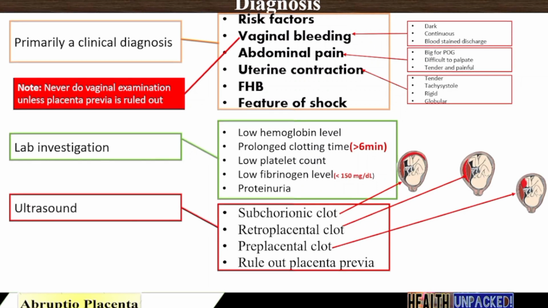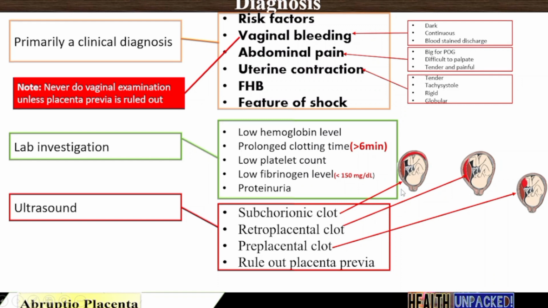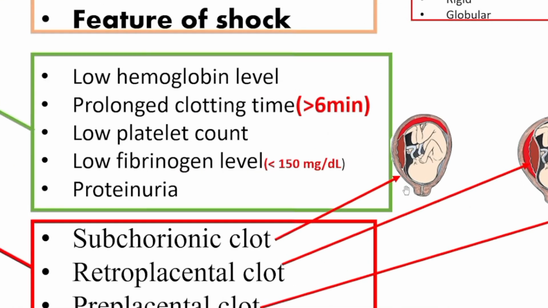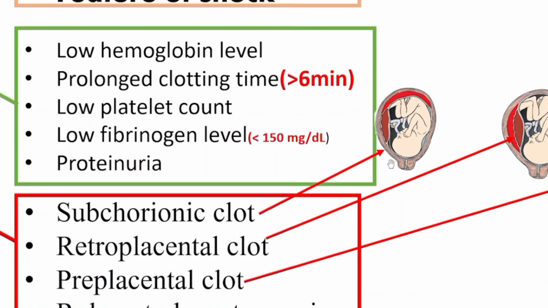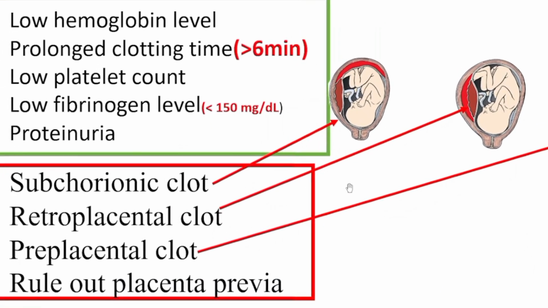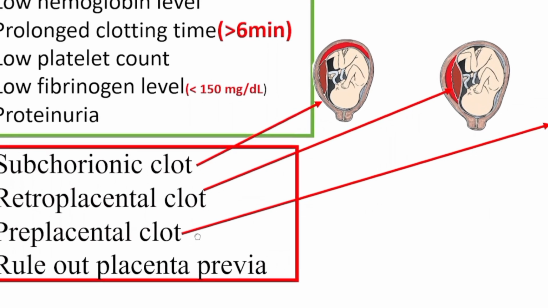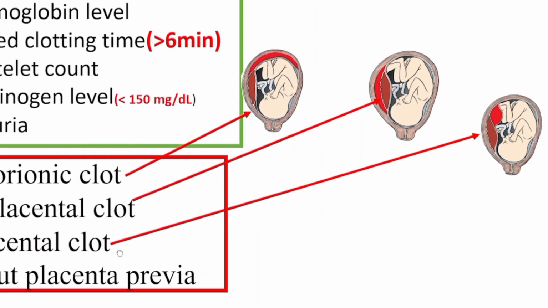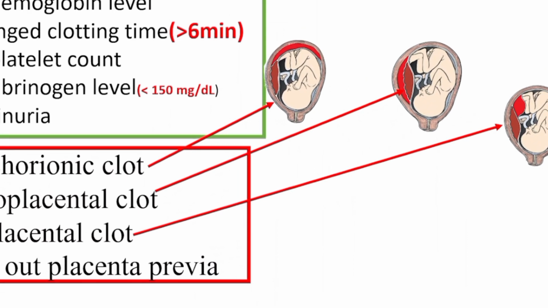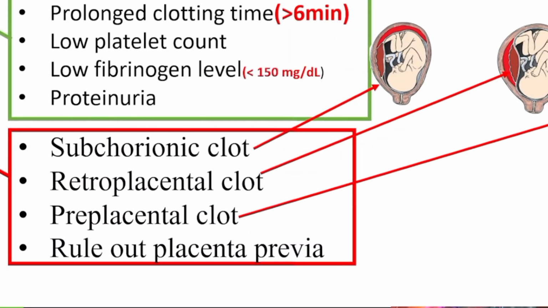Ultrasound will help us, it shows us subchorionic clots, as you see from the picture. A subchorionic clot is a clot that is found between the placenta and fetal membrane. So that's the collection of blood between placenta and fetal membrane. A retroplacental clot is a collection between the decidua and placenta. And the other is preplacental, that's a collection of blood between placenta and amniotic cavity. We can see these things through ultrasound.